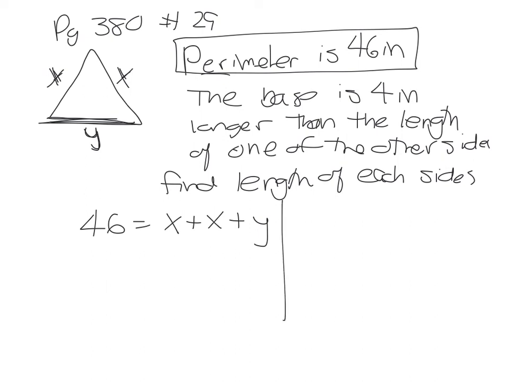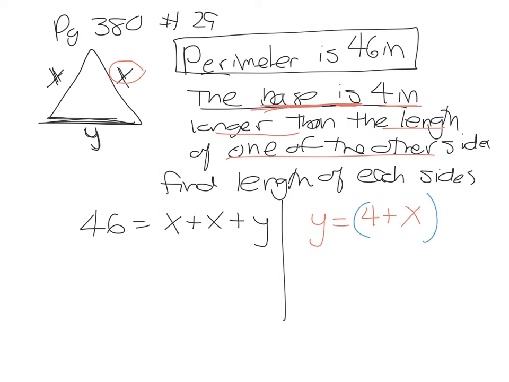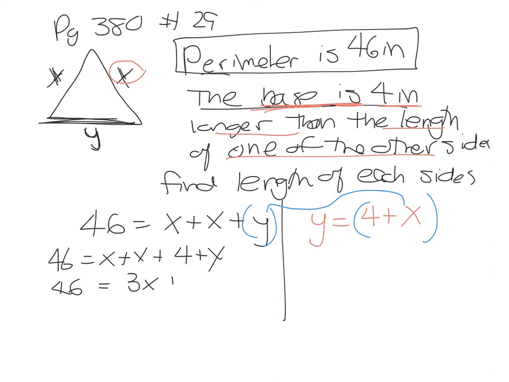My other equation is based on what they're saying here, that the base, and our base is y, is 4 inches longer, that means 4 inches more than the length of one of the other sides, and each of the other sides is x. So I now know what y equals, and I'm going to substitute that in for this y. So I have 46 equals x plus 4 plus x. So simplifying, 46 equals 3x plus 4.